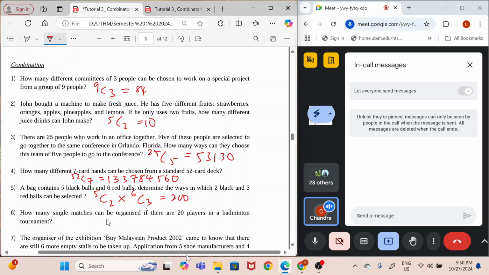How many singles matches can be organized if there are 20 players in a badminton tournament? There are 20 players. For you to have a singles match, you have to choose 2 people. Badminton, you need to choose 2 people. So 20C2, you get 190.